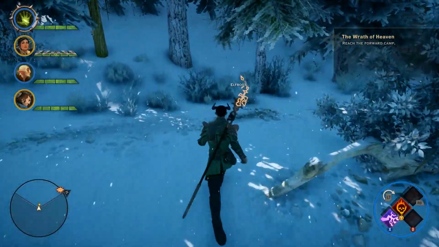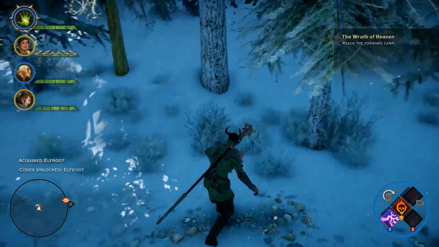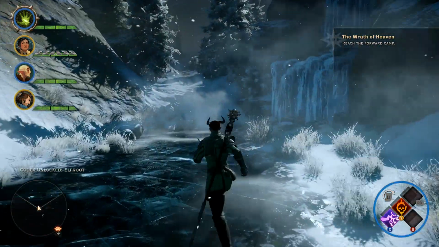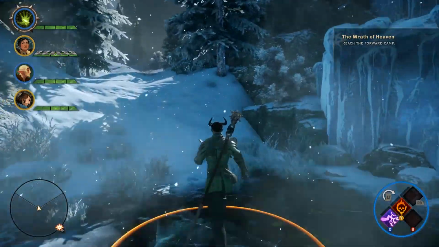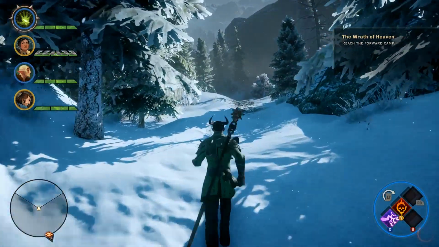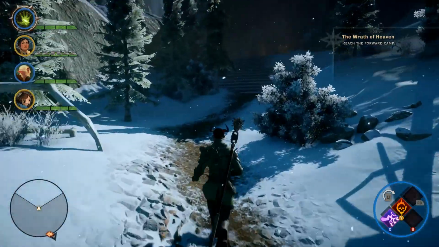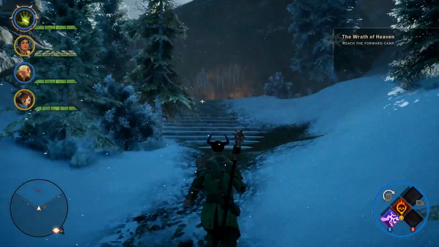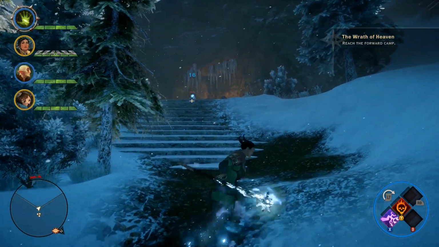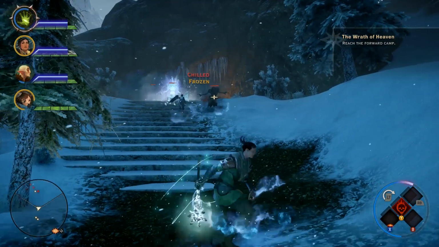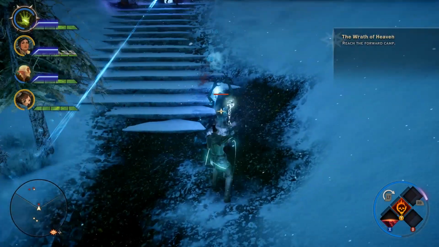What's this over here? Elf fruit. Grab it. We got something up these steps. More shades.